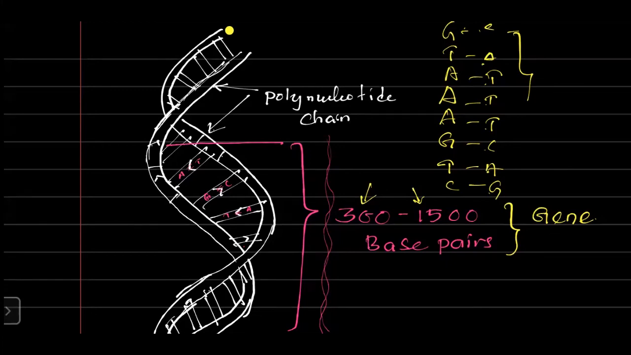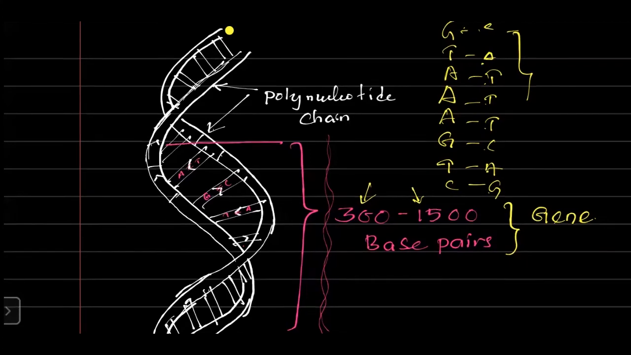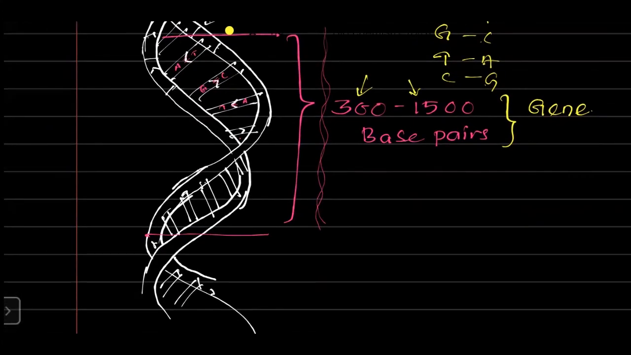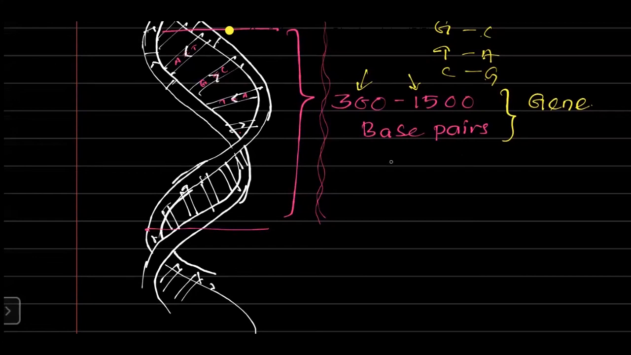Now, what do you think? Is that okay for you? Okay, sir. Good. A gene is a specific sequence of base pairs. So what is a gene? Let me ask you a question: what is a gene?